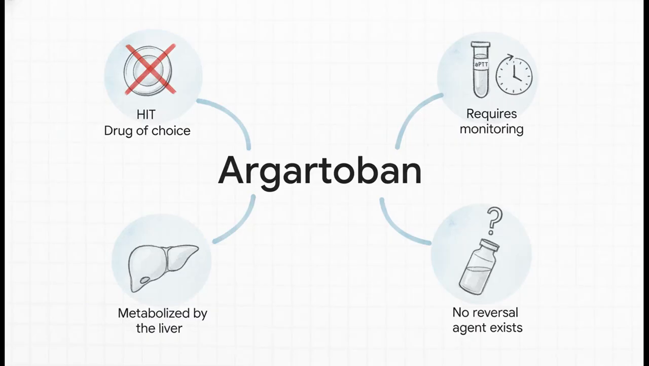So for argatroban, the thing to burn into your brain is its main job, treating HIT. And notice, because we give it as a continuous IV drip and it has a short half-life, you need to monitor the aPTT just like you do with heparin. Also, a big one, it's cleared by the liver, so you have to be really careful with any patient who has liver problems.